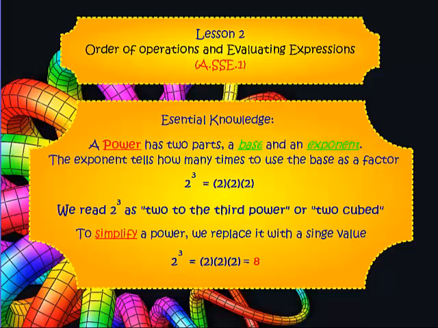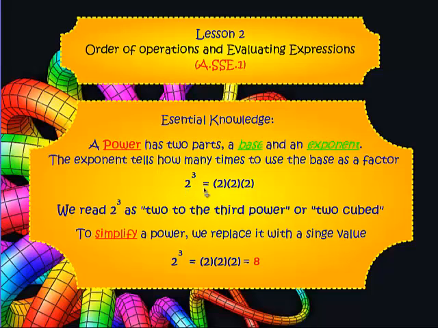To start off today, we're going to look at some essential knowledge. The things we need to understand here are what a power is. A power has two parts. It has a base and an exponent. Many of us have seen exponents before. What an exponent does, it tells us how many times we're going to be using the base as a factor for something. So in this case here, I have 2 with an exponent of 3.